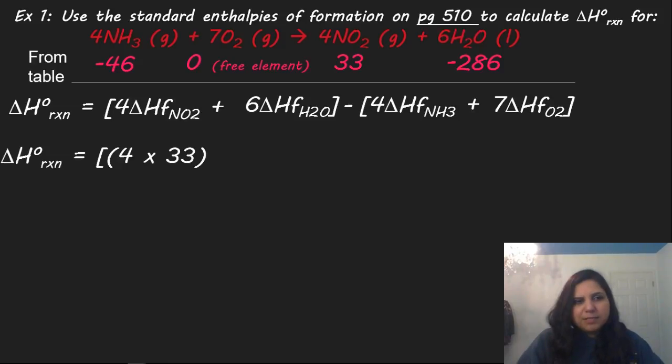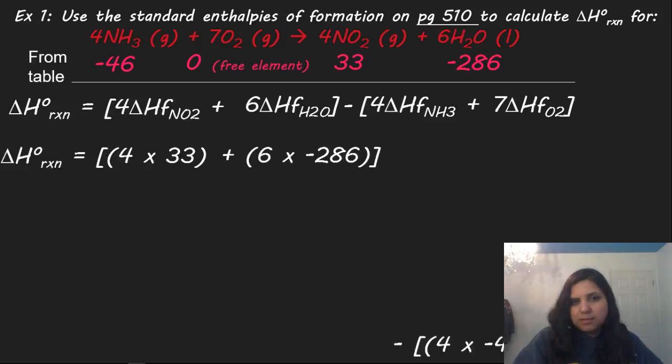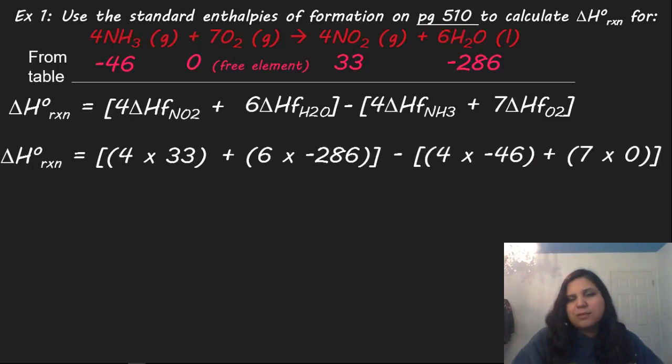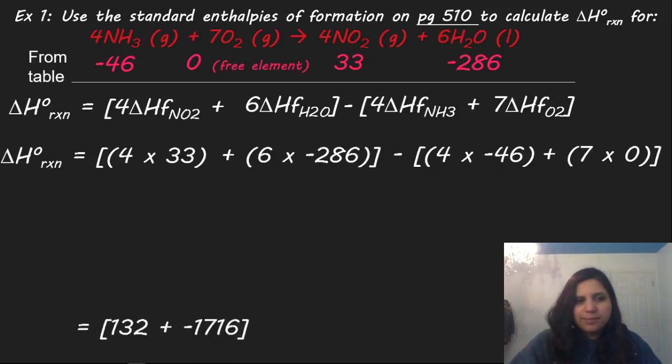All right, so that means, what do I have? I have 4 times 33 plus 6 times -286 minus 4 times -46 plus 7 times 0. Okay, take this piece by piece. That way you don't make any mistakes in your calculator, or really use the heck out of those parentheses. So where I've used parentheses, use parentheses. I'm just going to go step by step and do some of the multiplication in the parentheses.